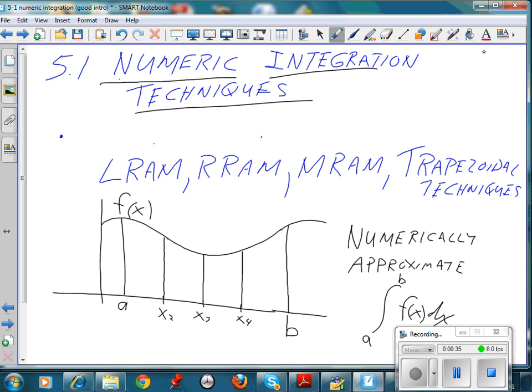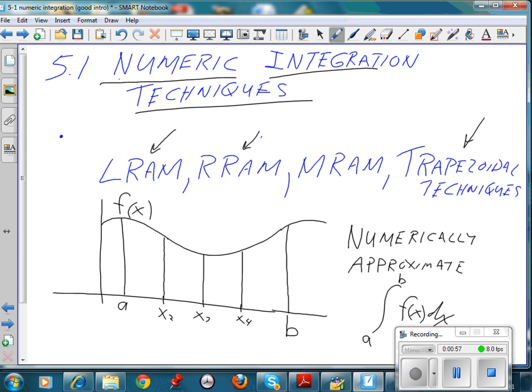Here are these acronyms that we'll define. The LRAM is the left rectangular approximation method. The RRAM will be the right rectangular approximation method. The MRAM will be the midpoint rectangular approximation method, and then of course we'll get the trapezoidal method.